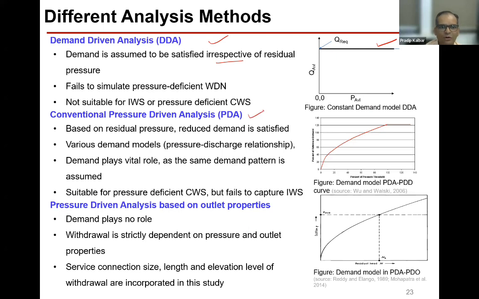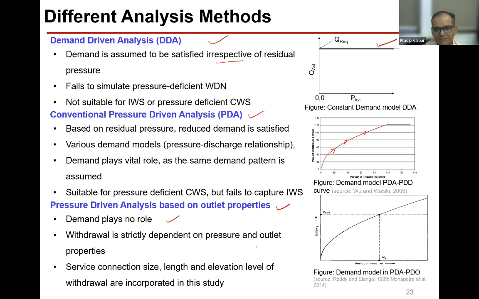So there is a concept called pressure driven analysis where it is assumed that demand will vary as per the pressure. So as the pressure increases, the demand also increases. That is also not the reality, because in reality, we have different outlet properties. There are tanks or taps which do not have any meters, and people will always have these taps open. So demand plays no role in this outlet property based pressure driven analysis.